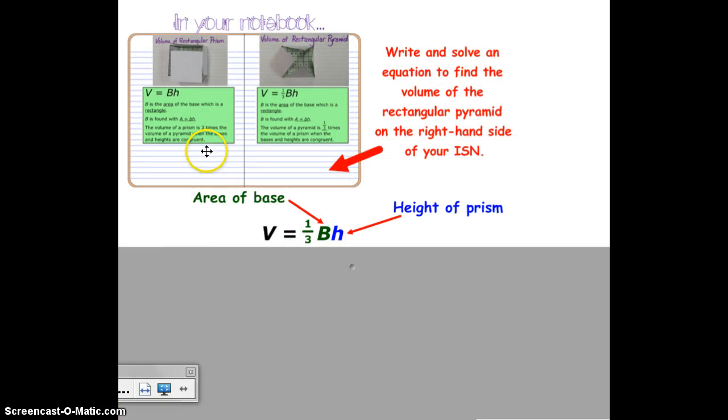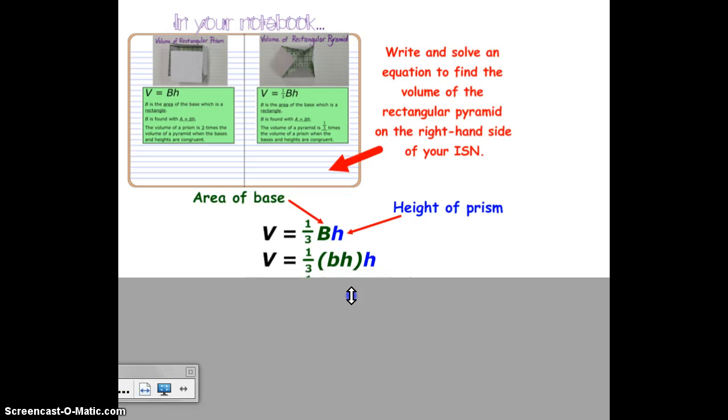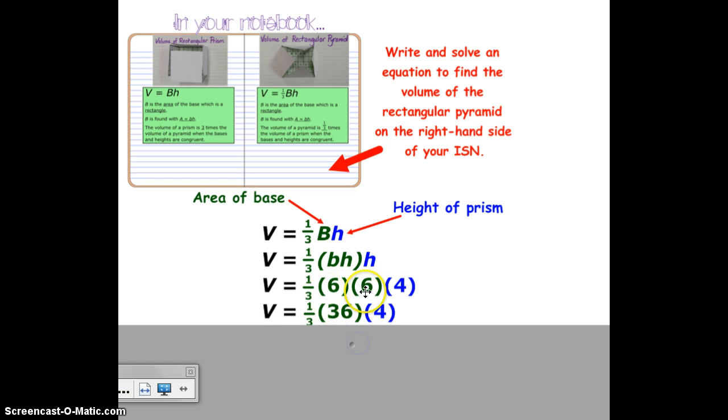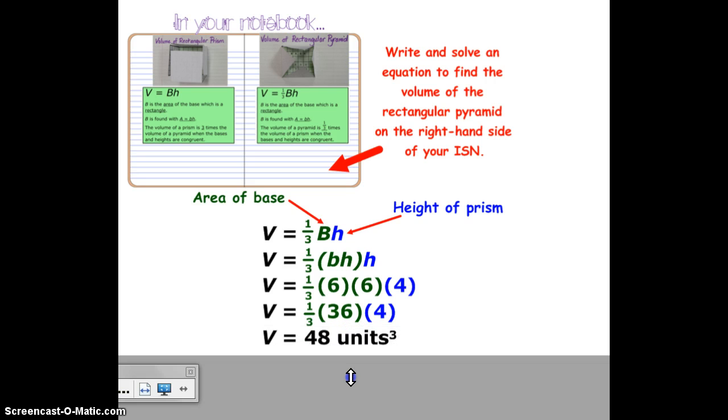As we keep going here, we can do the same thing for the volume of this rectangular pyramid. We get our formula from the volume section of our reference material. The 1/3 remains in front of base times height, which is the area of the rectangle, times how tall the pyramid is. So 1/3 of 6 times 6 times 4. 6 times 6 is 36. 1/3 of 36 is 12, and 12 times 4 is 48.